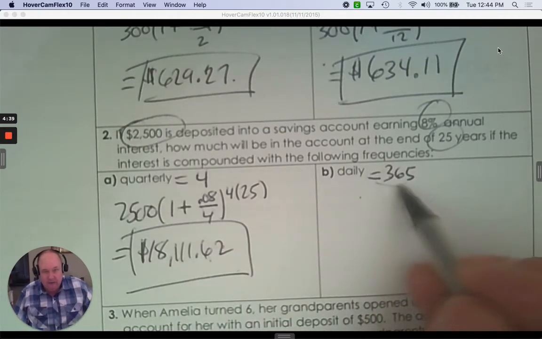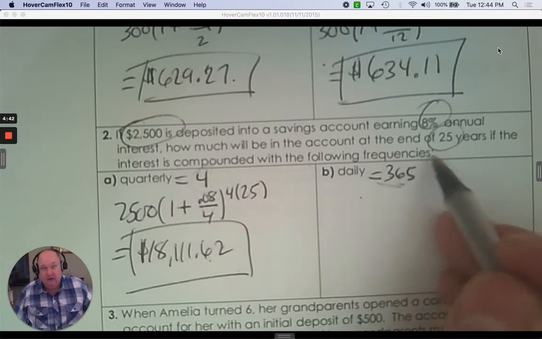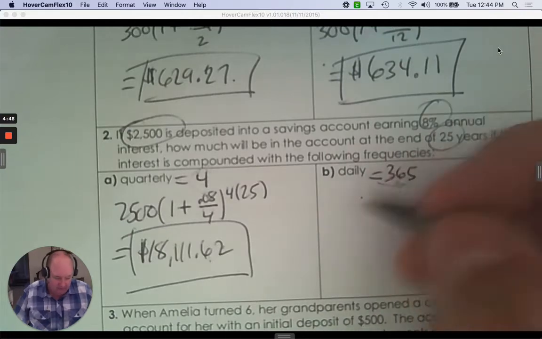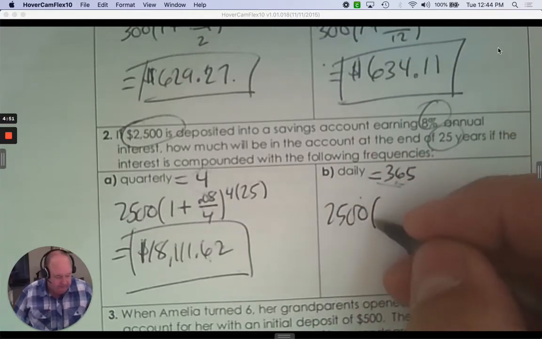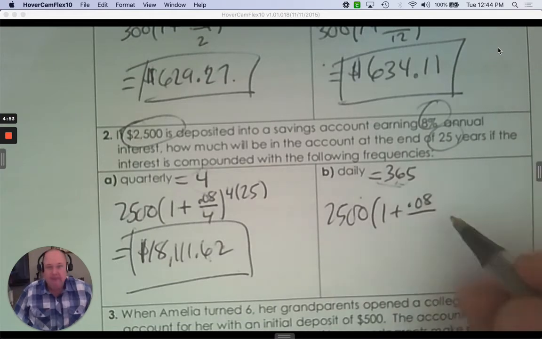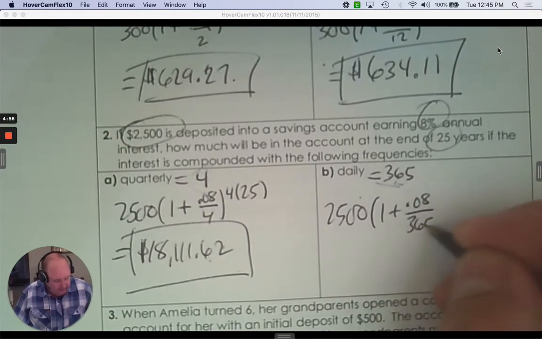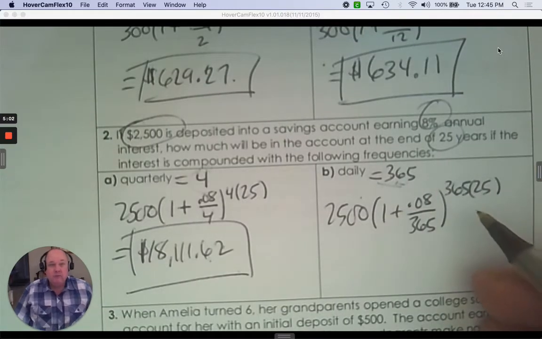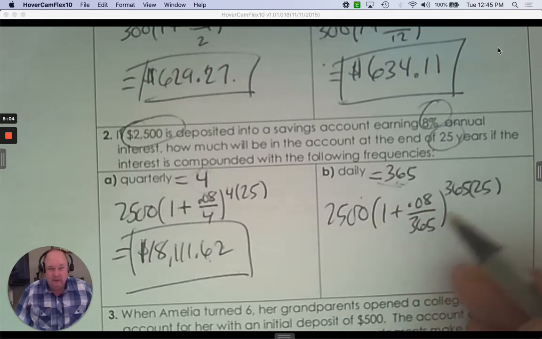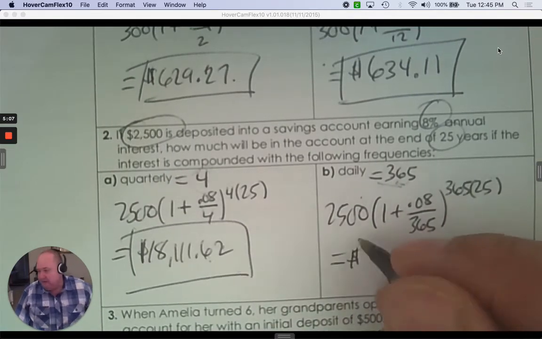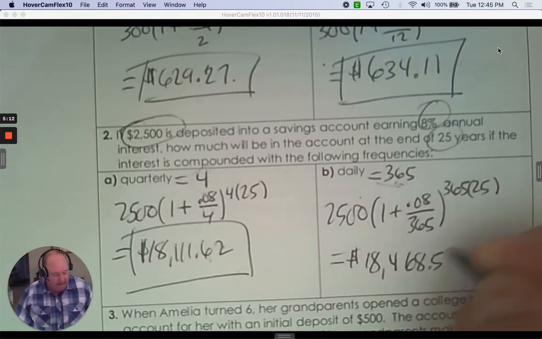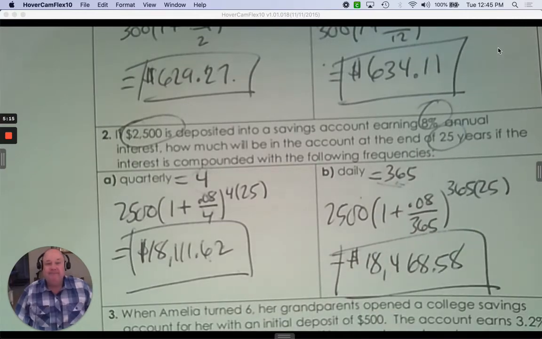Would you expect this amount to be greater or less than that? The more times you compound, so this is 4 times a year, 365, this will give you more money at the end. Let's see if that's true or not. Again, 2,500. Everything else is written the same, except here is 365. Put that in your calculator, and it is a little more. You get $18,468.58. Done. Number 3.